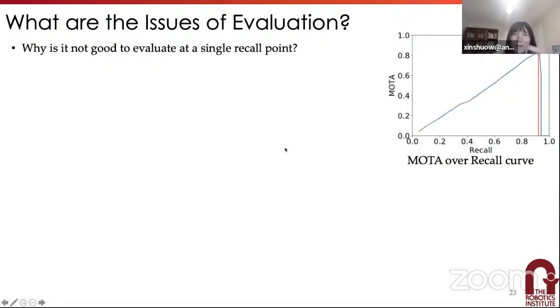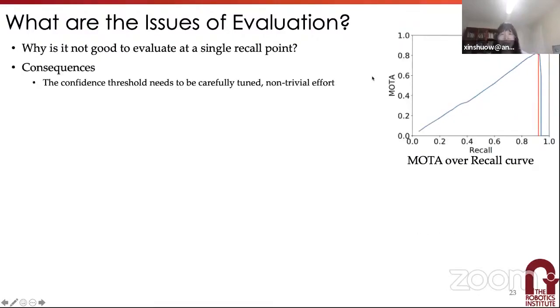So why is it not good to evaluate at a single recall point as MOTA does? There could be many consequences. The first consequence is that the confidence threshold needs to be carefully tuned. For example, if we look at this figure again, we have to find the best confidence threshold by running experiments, probably on the validation dataset. And also, different detectors will give different detection results that have different characteristics over confidence. So if we want to change the detector for our MOT system, we have to retune these parameters for the confidence threshold.